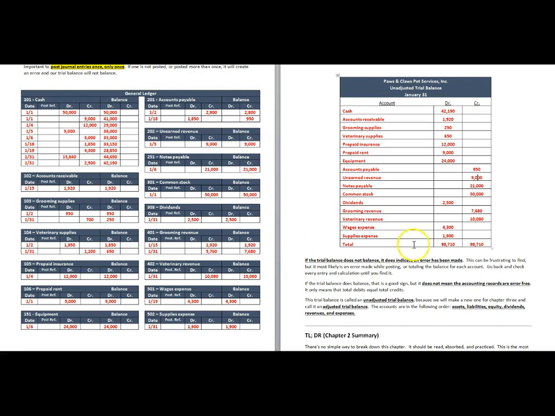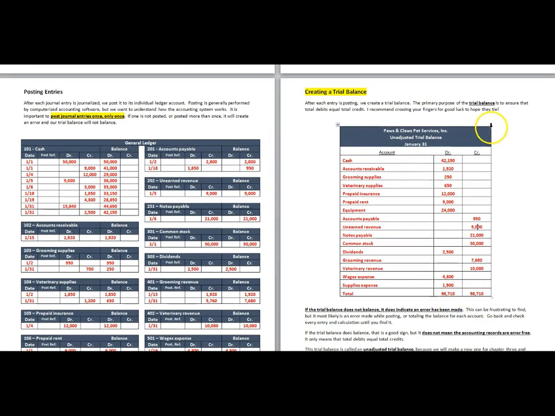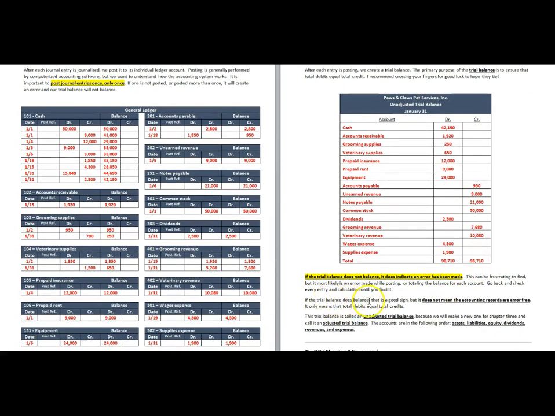And then this is the part where I say cross your fingers and wish for good luck, because you want these to tie. If they tie, it means that your total debits equal your total credits, which is a good sign. It doesn't mean everything's right necessarily, but if the numbers do not equal, then an error definitely has occurred. So if the trial balance is not balanced, there's definitely an error somewhere. That means your total debits don't equal your total credits. If the trial balance does balance, it's a good sign, but it does not mean the accounting records are error-free.